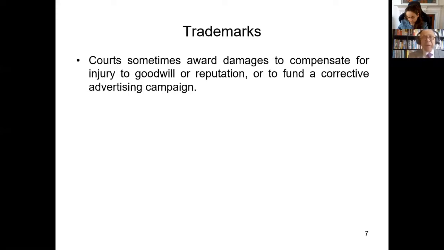What about that? And the answer is that courts sometimes do award damages to compensate for this residual harm to a trademark owner's goodwill or reputation, or sometimes, somewhat relatedly, damages to fund a corrective advertising campaign to try to address the harm to reputation by taking out this campaign of corrective advertising.